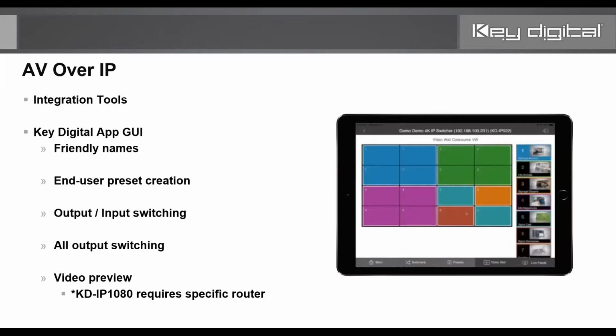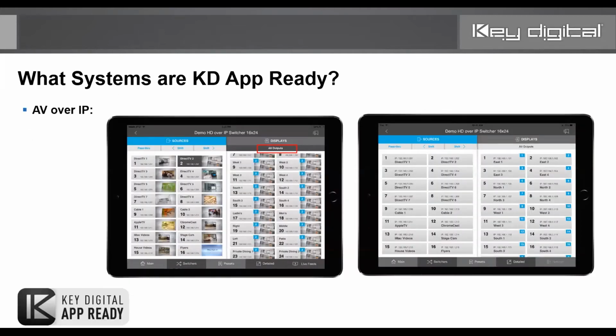a bar back could grab this and say, hey, you know what? And I'll show you the user-friendly names. Cable box A is going to go on to display B, and so on. It's another good example of an AV over IP. So we're looking at the first iPad over on the left-hand side, 16 by 24 AV over IP.